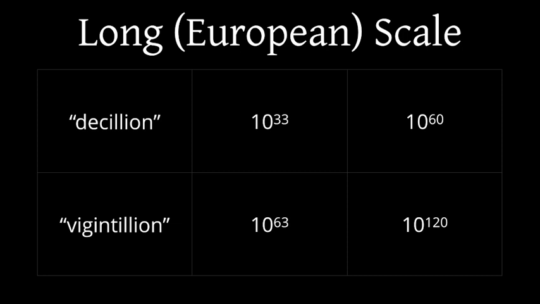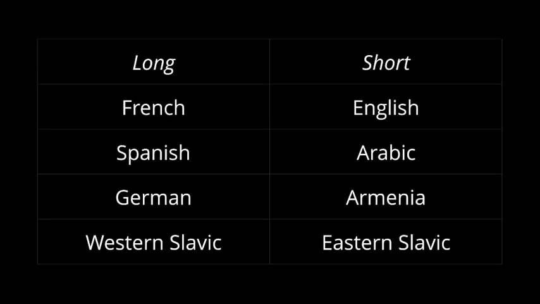In the short scale, a decillion is 10 to the 33rd, but in the long scale, it's 10 to the 60th. A vigintillion in the short scale is 10 to the 63rd, but in the European scale, it's 10 to the 120th. Let's take a quick glance at some of the countries and languages that use the different scales. The long scale is used by France and French-speaking countries.